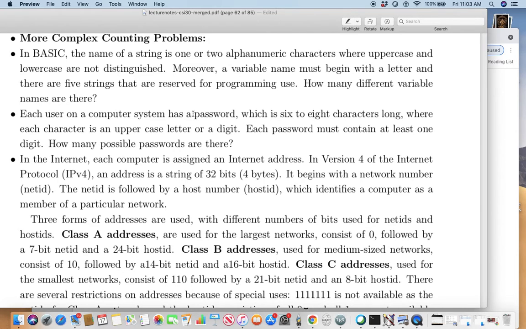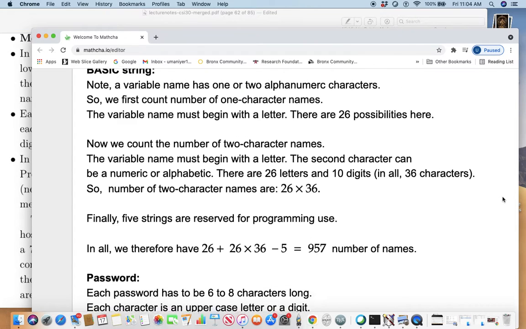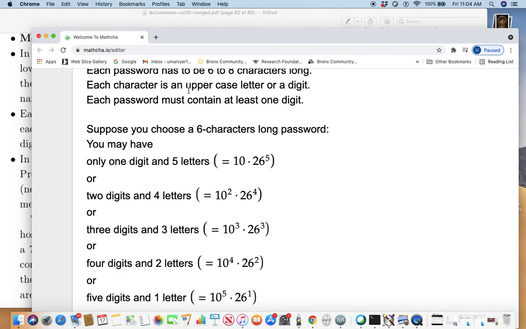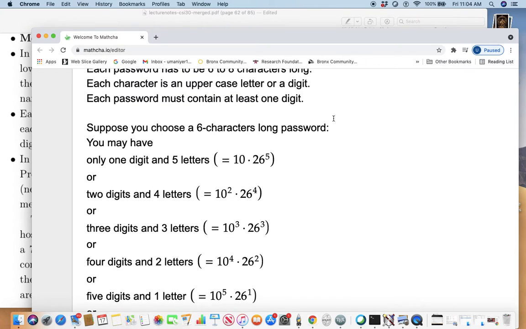Each user on a computer system has a password which is 6 to 8 characters long. Each character is an uppercase letter or a digit. Each password must contain at least one digit. How many possible passwords are there? Alright, each password has to be 6 to 8 characters long, each character is an uppercase letter or a digit, and each password must contain at least one digit.